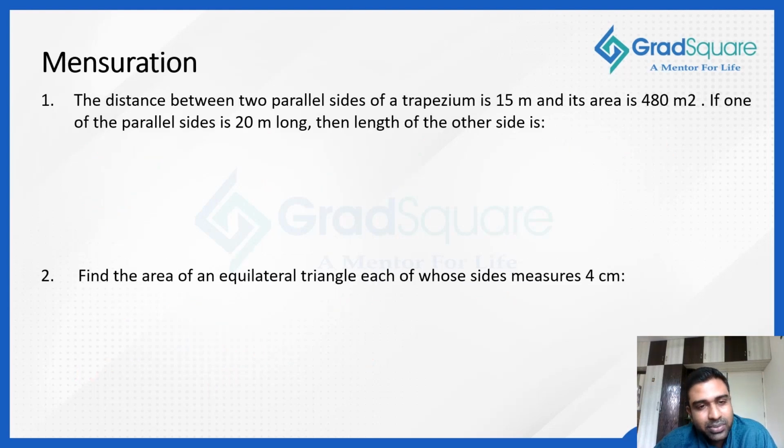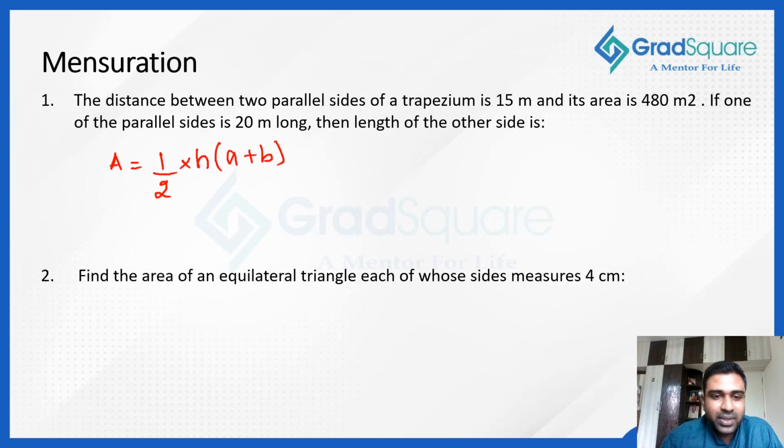And next comes mensuration. In mensuration, direct application of formula-based questions will be asked. What you see from the question is they are talking about a trapezium where the distance between the two parallel sides is given, the area is given, and one of the parallel sides is given and the other is questioned. So by applying the formula for the area of a trapezium, we will be able to find the length of the other side. The area of the trapezium is half into h into the sum of the parallel sides. So the area is 480, which equals half into the distance between the parallel sides, 15, and one of the sides is 20, and we have to find the other.